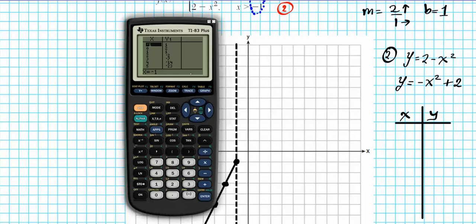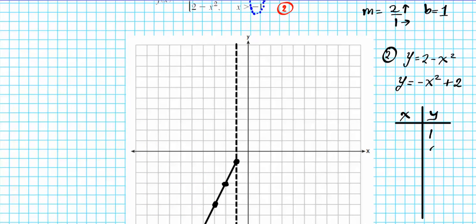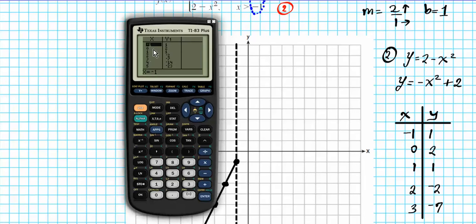Okay, so let's just copy down those points. We have 1, 2, 1, -2, and -7. Okay, we started from -1, 0, 1, 2, 3. Okay, so let's take a look at it again just to make sure I didn't mess anything up. So -1, 0, 1, 2, 3.